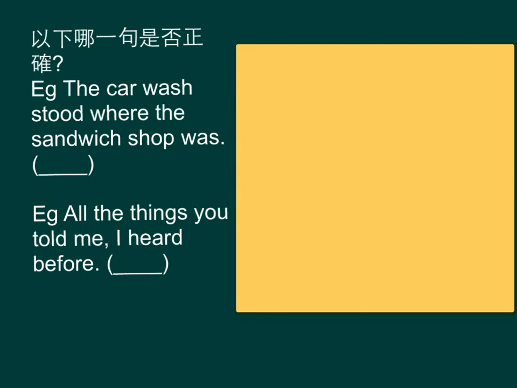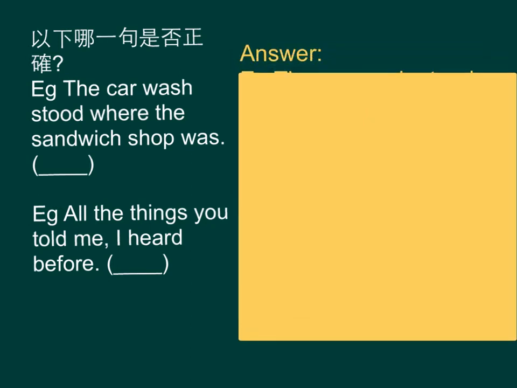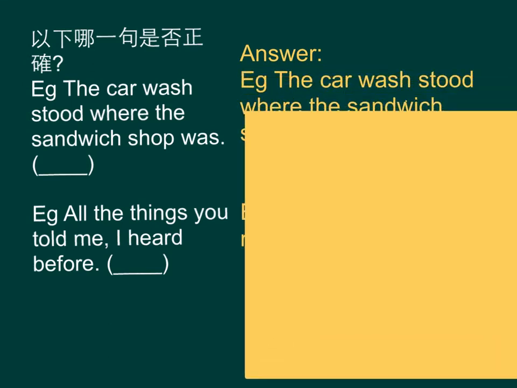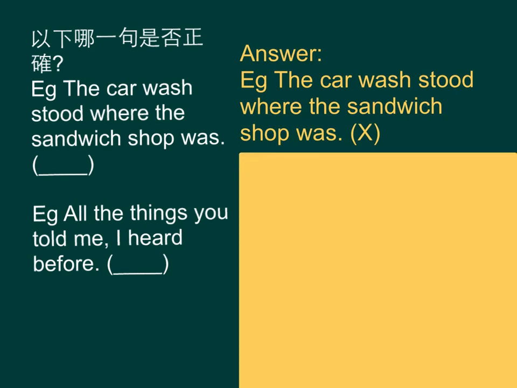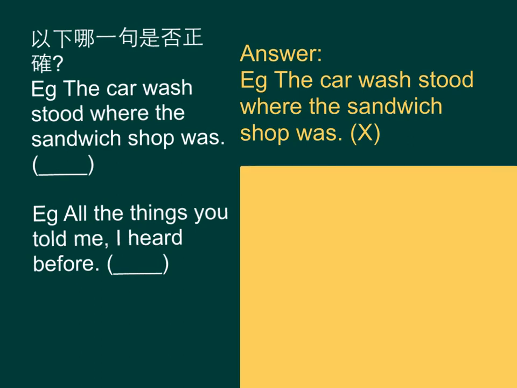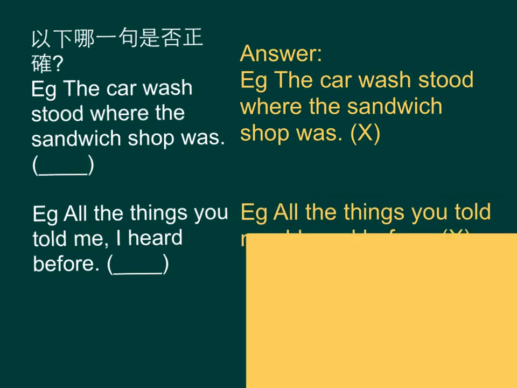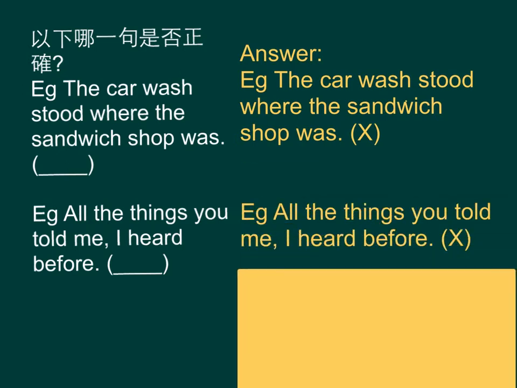Students, try to do it once by yourself: which sentence is correct? Okay, let's check the answers. The car wash stood where the sandwich shop was. It is wrong. The other one, all the things you told me I heard before. This is also wrong.